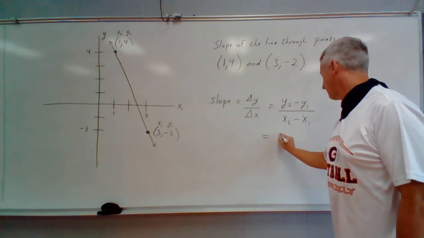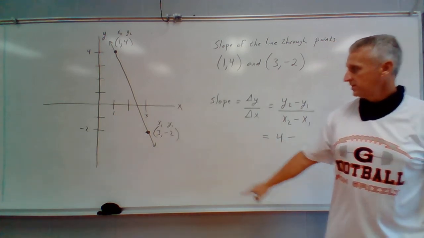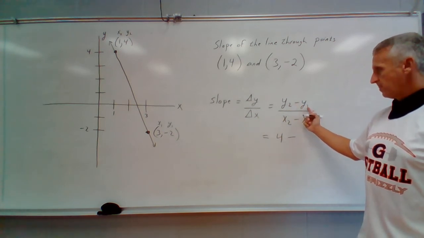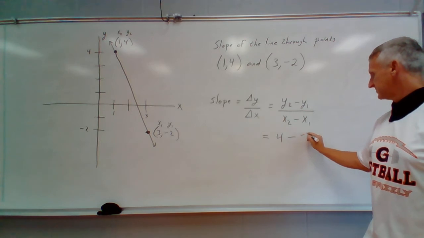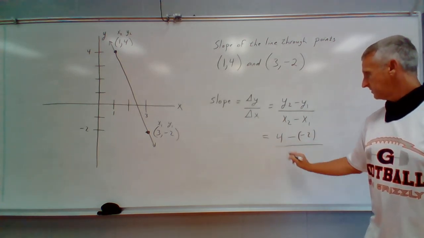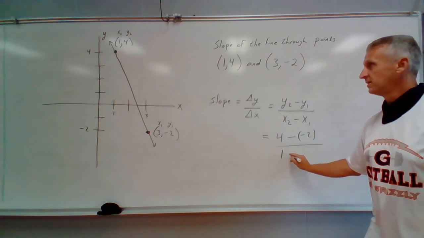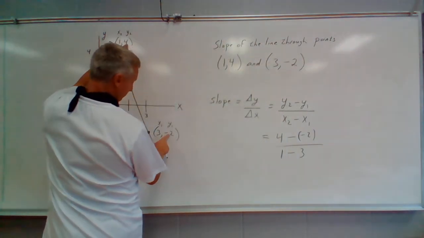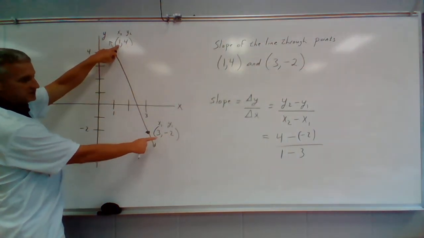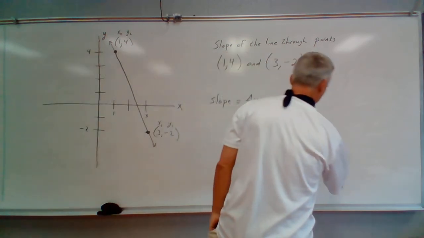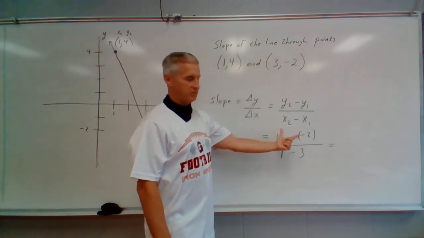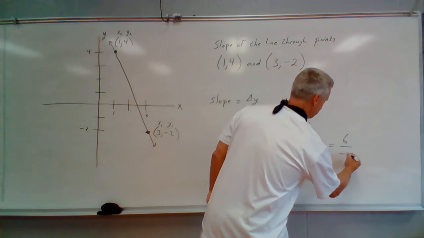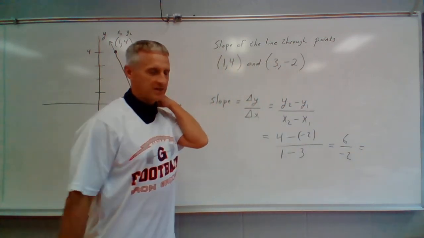y2 is 4 minus y1 is negative 2. And we got to be really careful. It's minus y1, so it's minus negative 2, over x2 is 1 and x1 is 3. So 4 minus negative 2 over 1 minus 3. Okay, if we work that out, 4 minus negative 2, that's 4 plus 2, which is 6. 1 minus 3 is negative 2. Simplify that and we get negative 3.